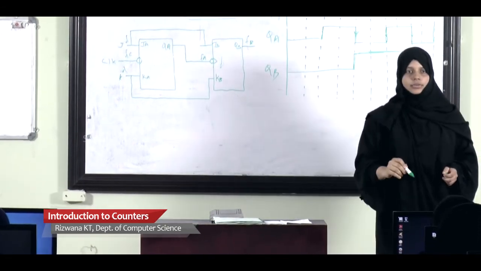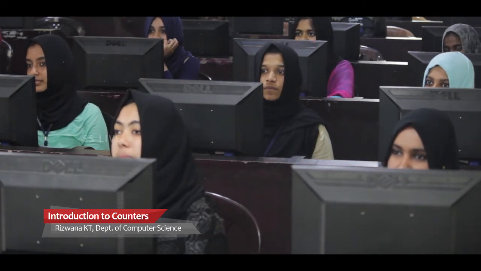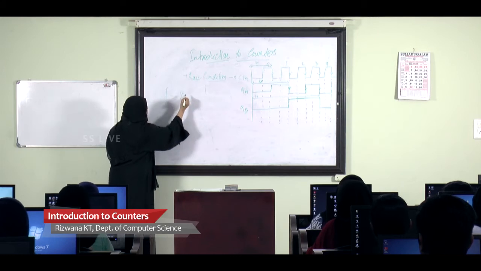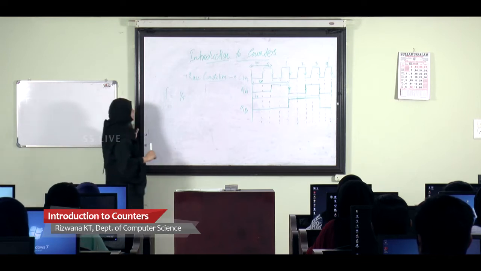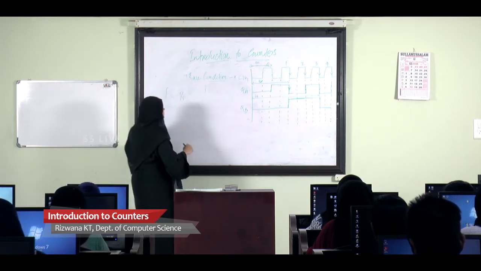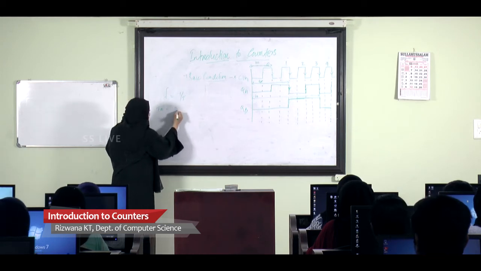This is the time period for the first clock. The time period for this clock is Tc. Let the time period for this clock be Ta, and the time period for this be Tb. We know the relation F equal to 1 by T, where T is the time period, and we see the time period Ta is equal to 2 Tc.